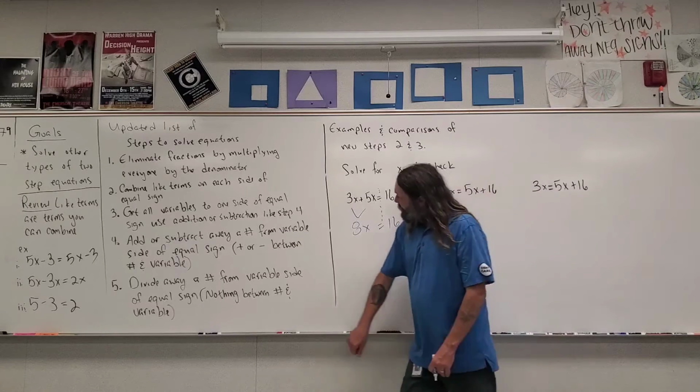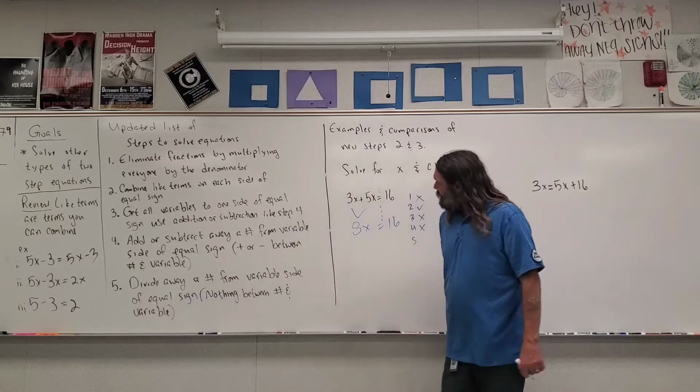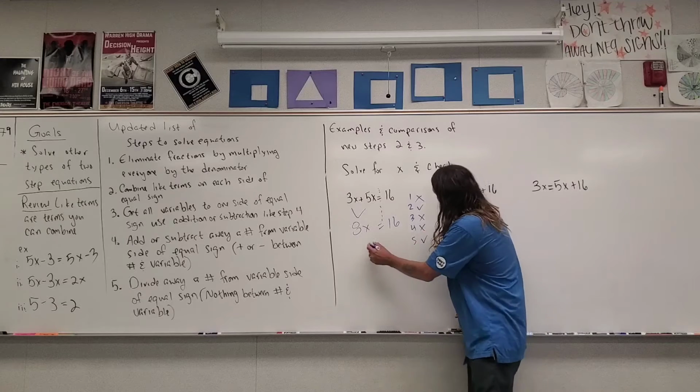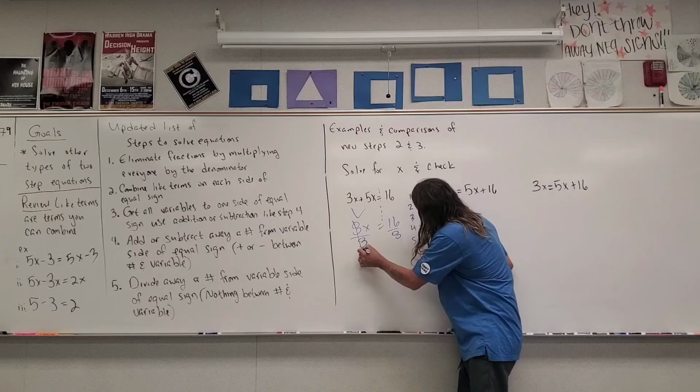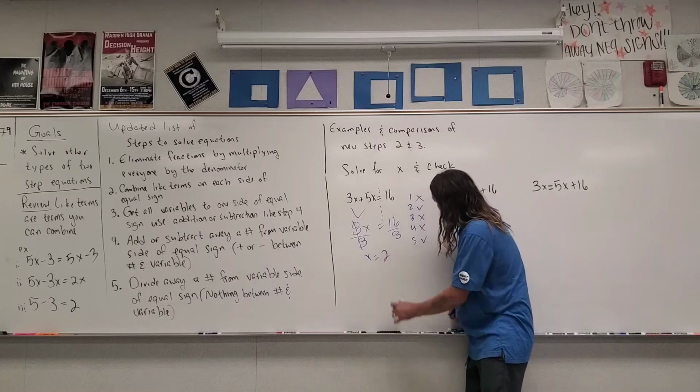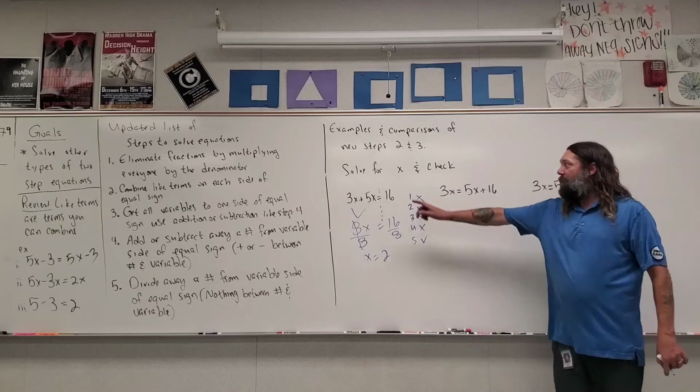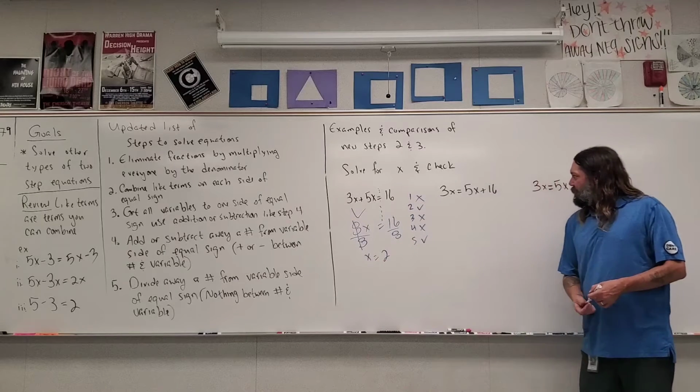I have, in fact, nothing between my number and variable, so I must do step 5. So I'm going to divide both sides by 8, divide away the number from the variable side. I need 2 8s to get to 16. I get x equals 2. Now I've solved for x. I've isolated. Now I'm just going to check really quick.